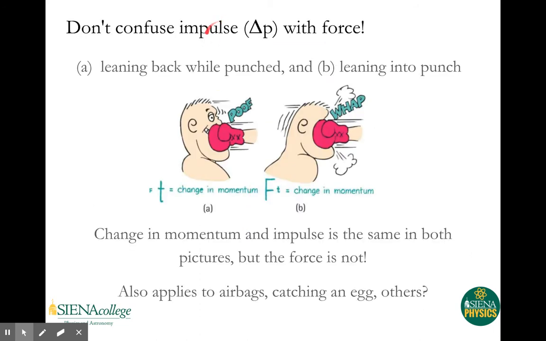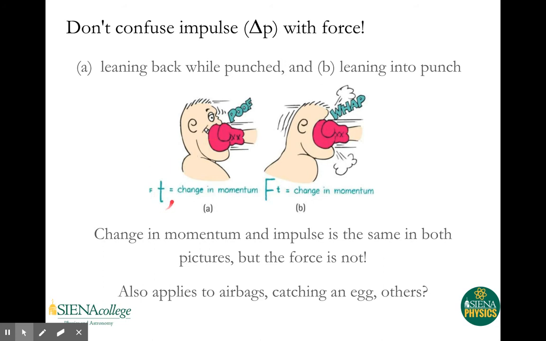Okay, and you don't want to confuse impulse or change in momentum with force. So this is a picture from Paul Ewart, who's written the great conceptual physics book. Just thinking about what it would feel like if a boxer is getting punched in the face. So a nice thing to think about. But on the left, the boxer is going to lean back away from the punch a little bit so that the time of contact increases. And on the right, the boxer leans into the punch. So if we look at what happens in terms of change of momentum, the change of momentum is the same in both cases, right? The punch is coming in at some speed and it stops on the person's face.